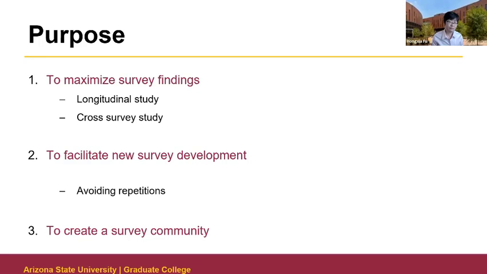So for the first one, maximize the survey findings. This is to enable longitudinal study, cross-survey study, and avoid the repetitions of surveys. One survey may be conducted again and again, so it's better to have a table there together. We could do the longitudinal study. And the different surveys sometimes have areas that overlap in their survey columns or survey fields.